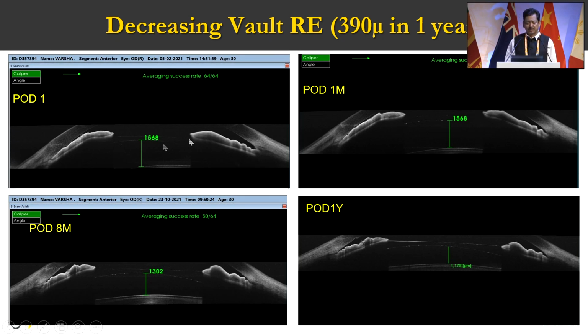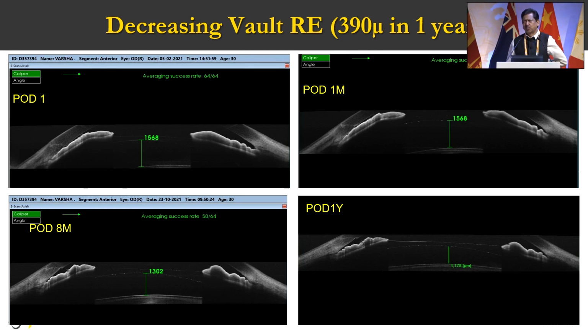Now, if you see this, this started as a vault of 1568. And at 1 month, it was more or less similar. At 8 months, it is 1300. And at 1 year, it's even gone down further. And the vault came down by 390 microns, 400 microns in 1 year. Not bad. So I didn't need to remove this lens at all.